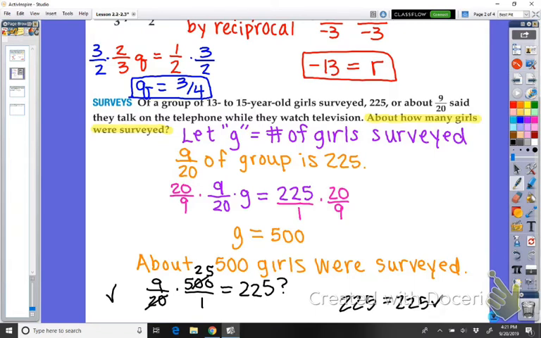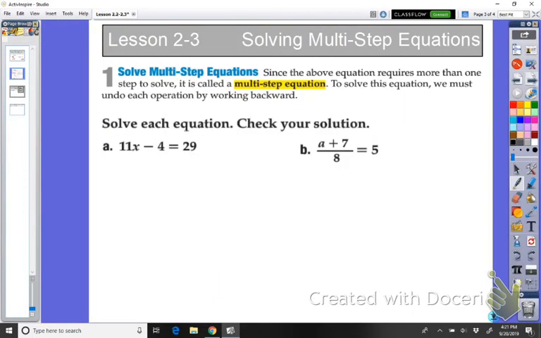Okay, so that was one-step equations. Now let's get to multi-step.